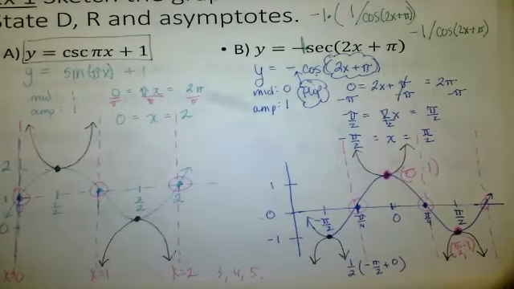Where do you draw the asymptotes? Right across the midline. All right, very good.